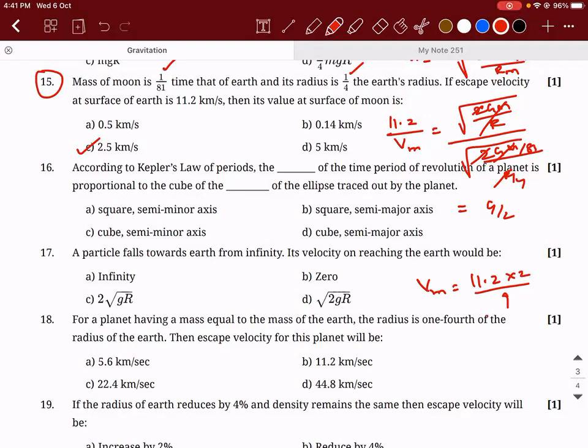According to Kepler's law of periods, the square of the time period of revolution of a planet is proportional to the cube of the semi-major axis of the ellipse traced out by the planet. Very simple question, make it fast. Option B, sir.